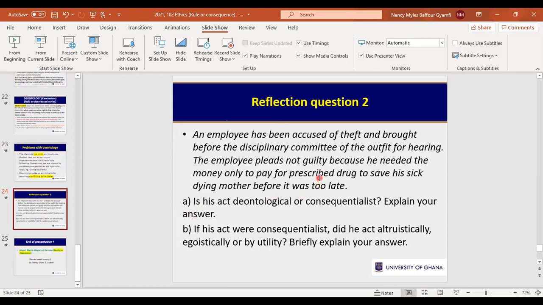Now, the second reflection question, I put them in to help you. When you are reading, you see the relevance, then it will help you reflect. Okay, so you know all the principles. Now, so what? So this is how it can apply to a context. An employee has been accused of theft, stealing, and been brought before the disciplinary committee of the outfit for hearing. The employee pleads not guilty because he needed the money only to pay for prescribed drug to save his sick, dying mother before it was too late.